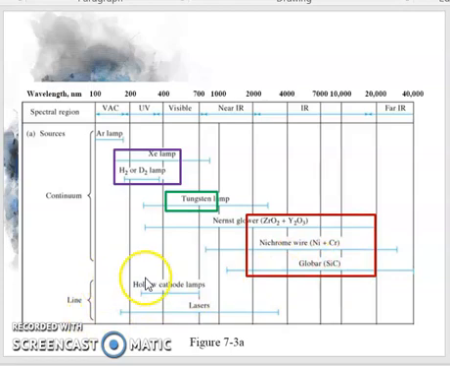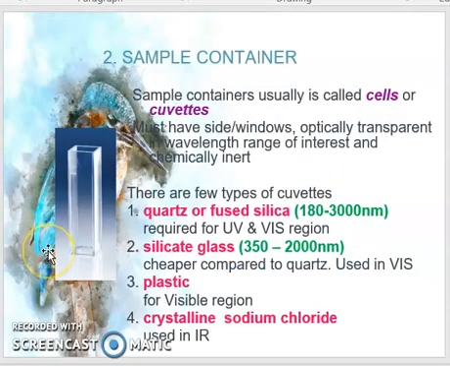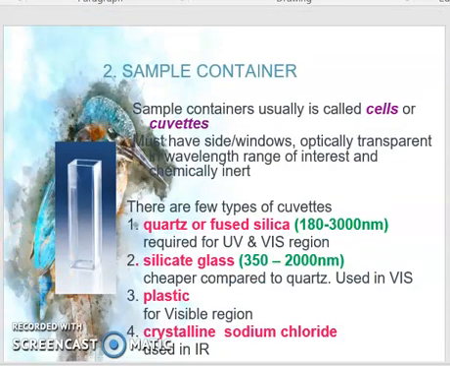Untuk line source in the UV and visible region, we have three types of lamp: hollow cathode lamp, electrodeless discharge lamp, and also laser. Okay, then we finish with the radiation source. Nanti kita akan sambung with sample container.